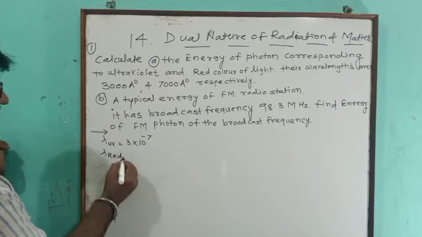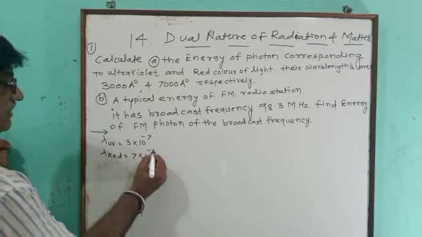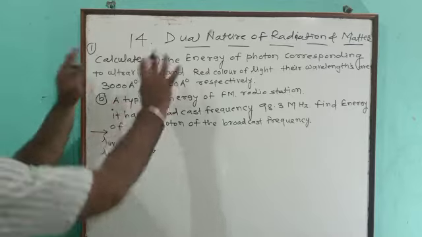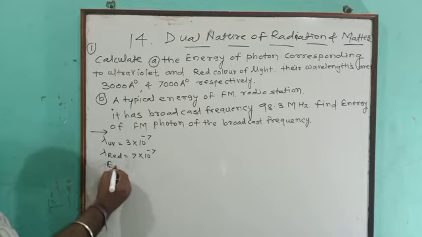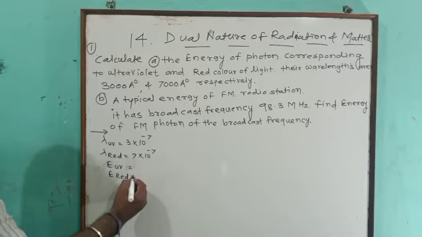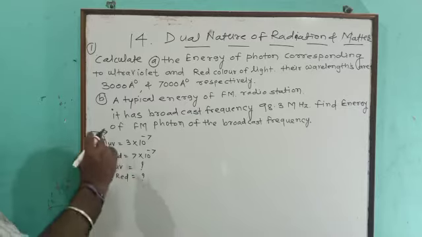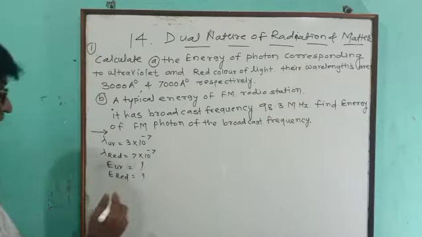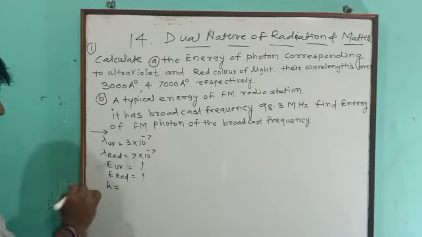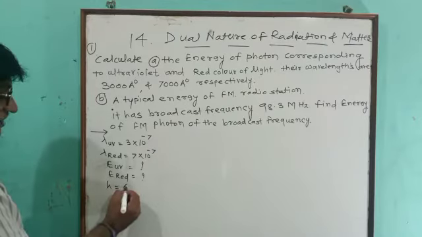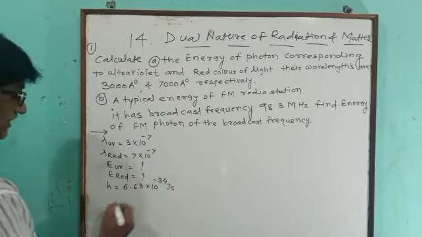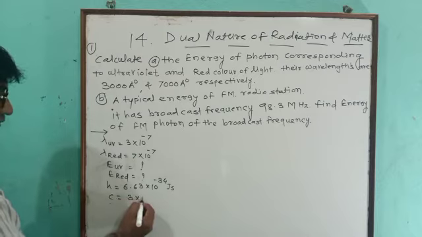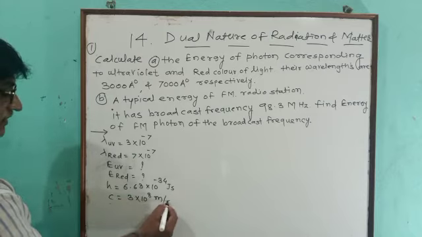Lambda for red will be 7 into 10 raised to minus 7. So we can solve the first numerical. Here we can find the energy for ultraviolet and the energy for red. The value of the constant is not given, so we take Planck's constant h as 6.63 into 10 to the power minus 34 joule second, and c will be 3 into 10 raised to 8 meter per second.